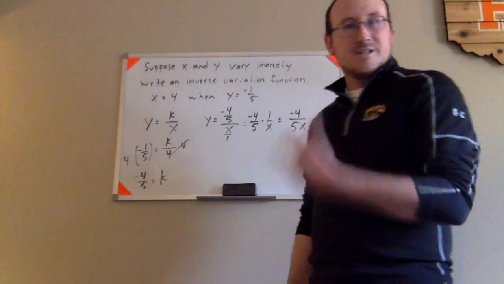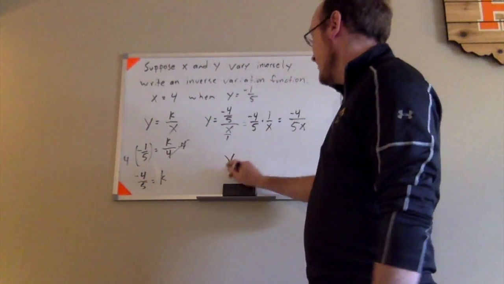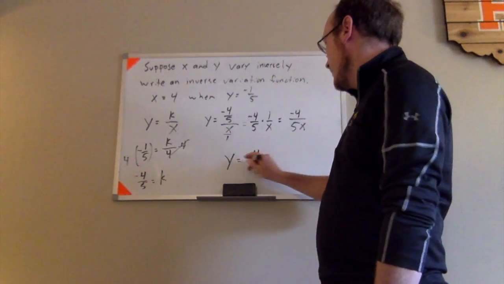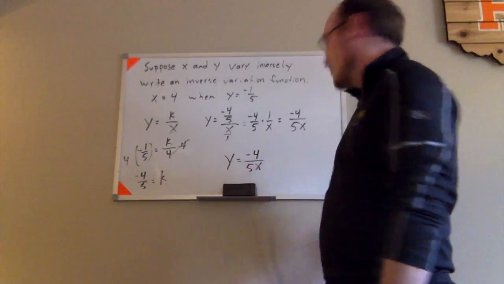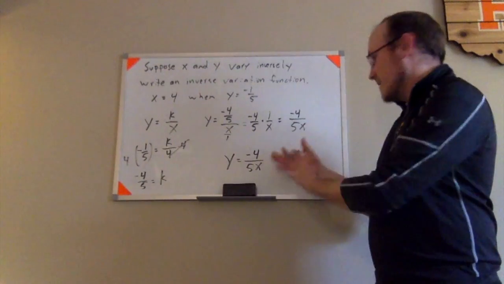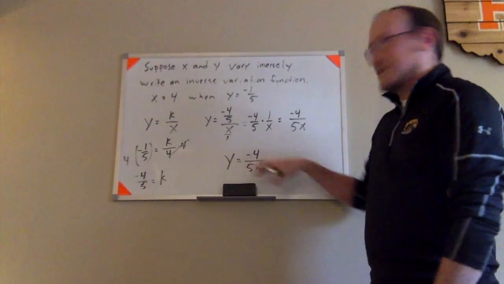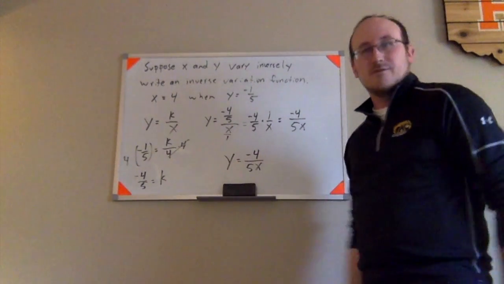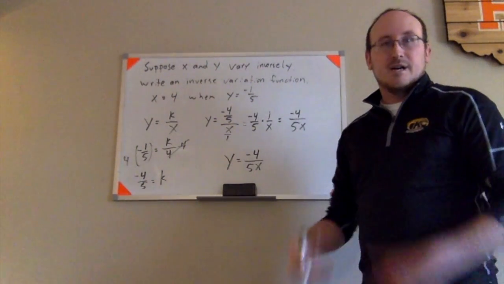So simplifying this, cleaning this up a little bit, my function to represent this inverse variation would be y equals negative 4, all divided by the product of 5 times x. Like that. So there's how you write your function. I thought I would show that to address how to clean this up a little bit instead of just leaving it as something over a fraction or something over x like that. This looks much better mathematically.